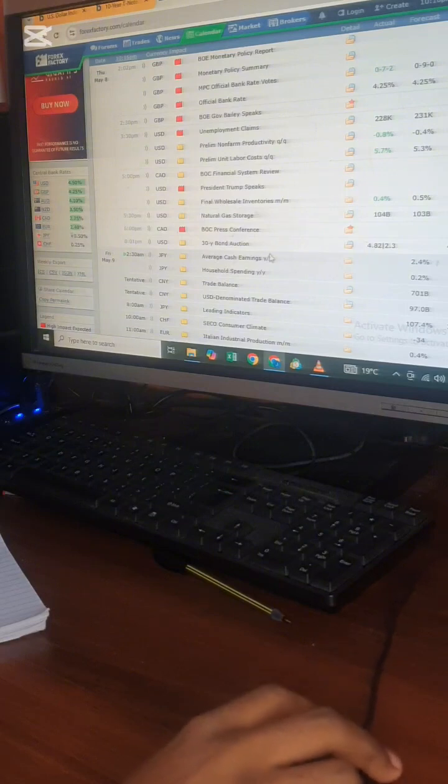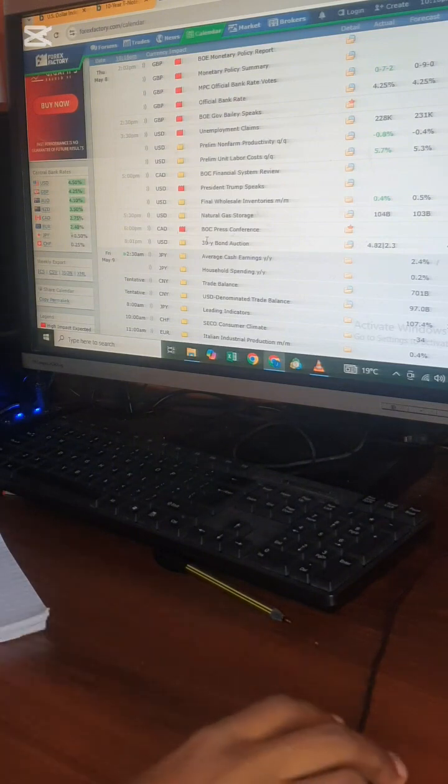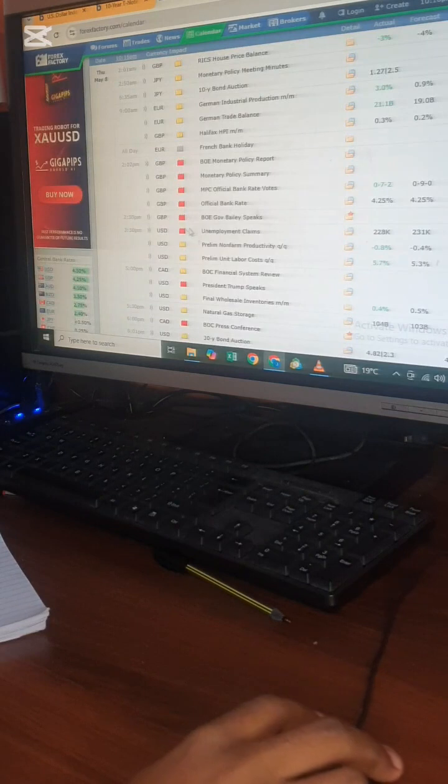So this one, the 30-year bond action, is also affecting the market today, but it's after I took the trade. It's after I took the trade, because it's now 8 p.m. And so we look. Here we are anticipating a trade in the New York session, that is a red one.